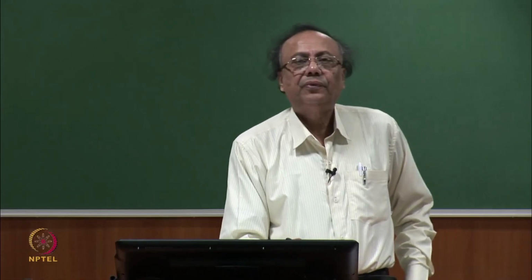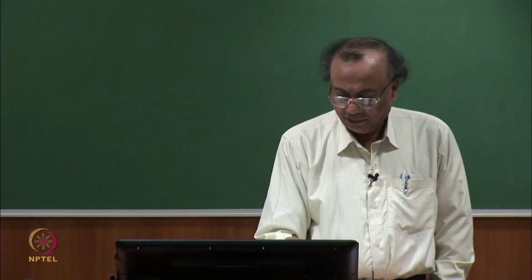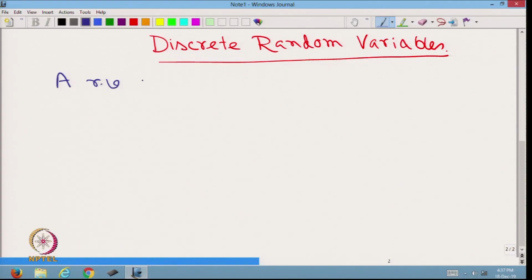We know that a random variable x is a mapping from omega to the real line. Of course, there are certain other properties, I am not going into that. Now, let us look at a discrete random variable.